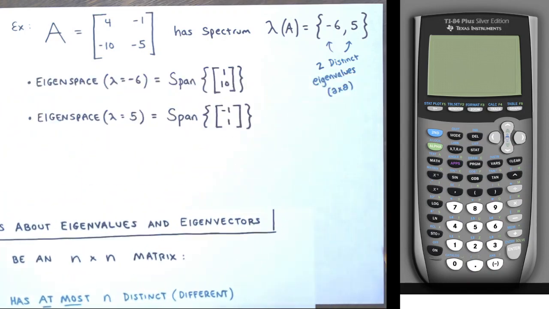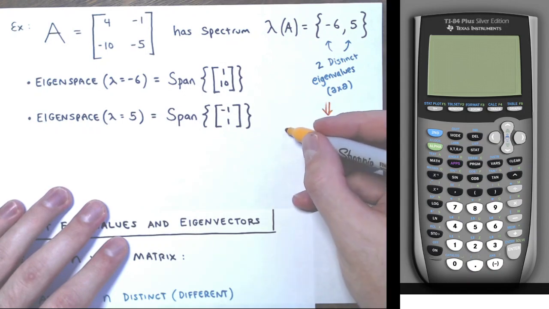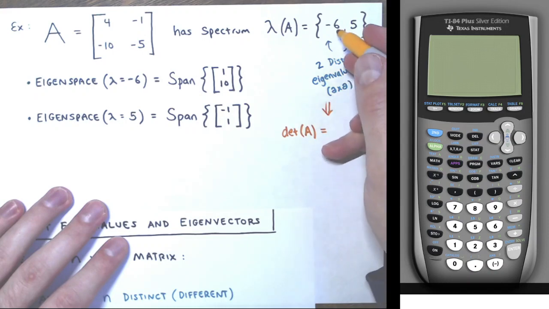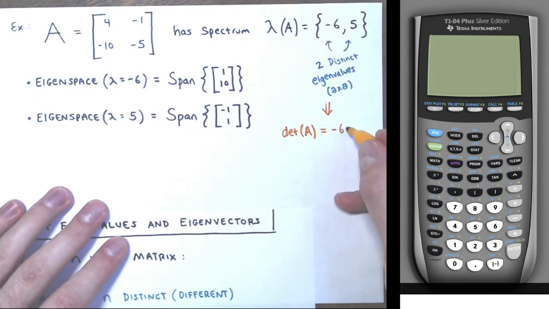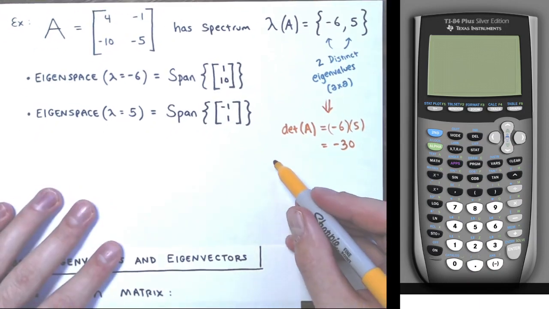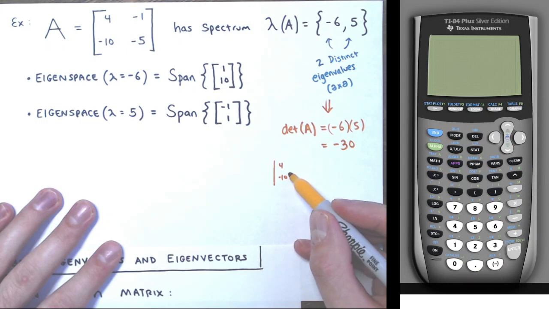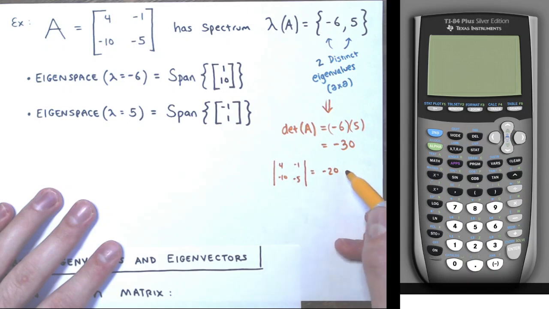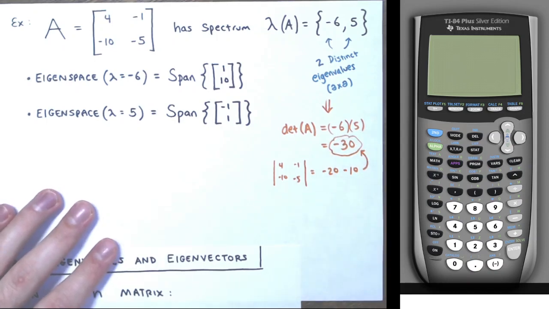so the determinant of this matrix must be equal then to the product of the eigenvalues of the matrix, -6 times 5, which is -30. And let's double check that. Let's see if I have this 2 by 2. Alright, this would be a -20, then minus 10. And that is indeed -30, which is the same as the product of those 2 distinct eigenvalues. Wonderful.